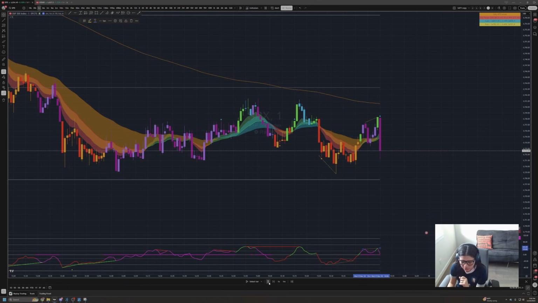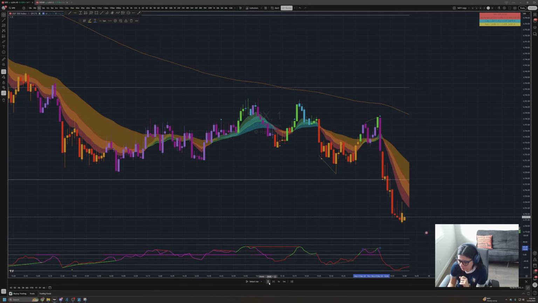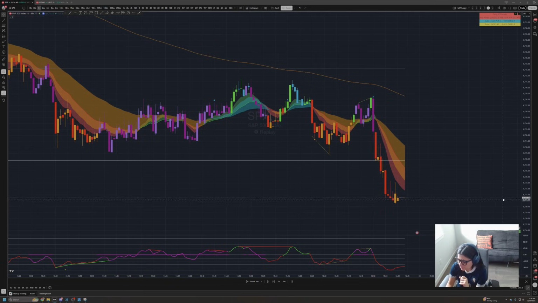You could see how this kept dying, and it ended up closing basically all the way down to close to that 67.20. So this put would have paid really well.